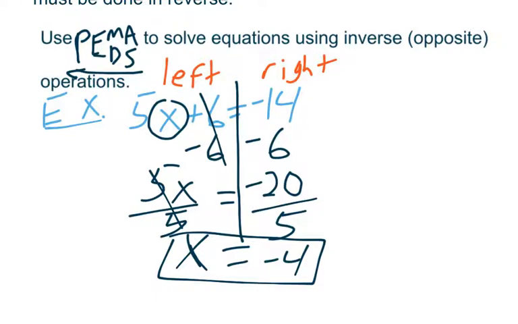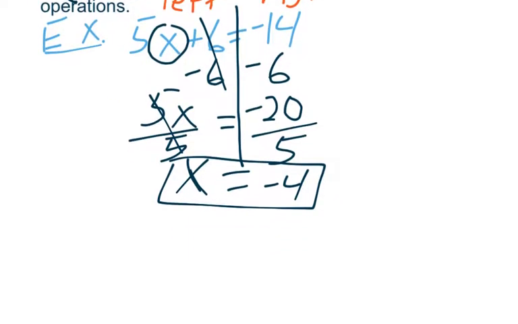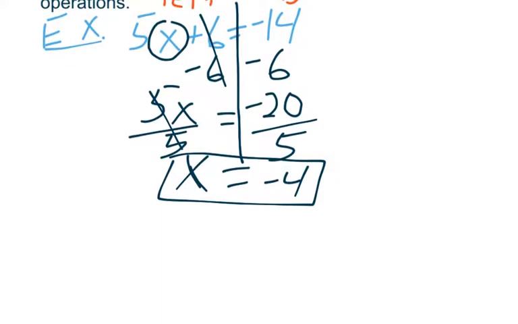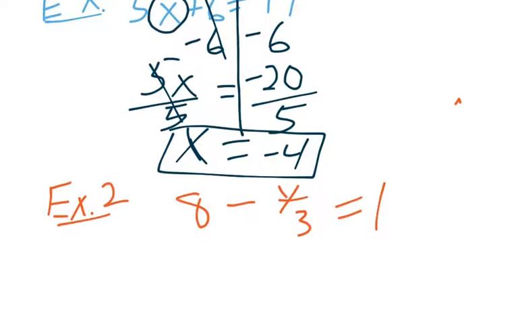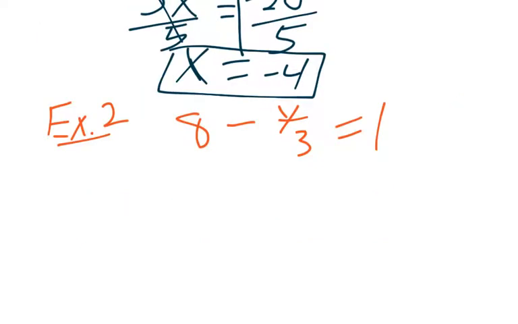Now you'll see them written differently than that. In fact, I'm going to go over a confusing way that an equation can be written. So for example 2, let's write it so the numbers are first and then the variables second. So 8 minus y over 3 equals 1.